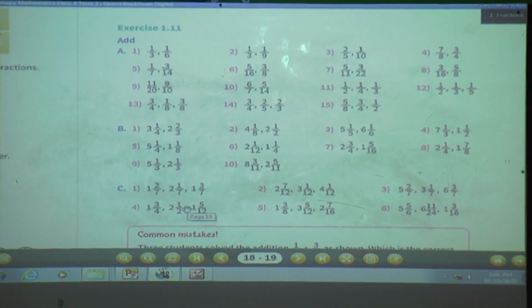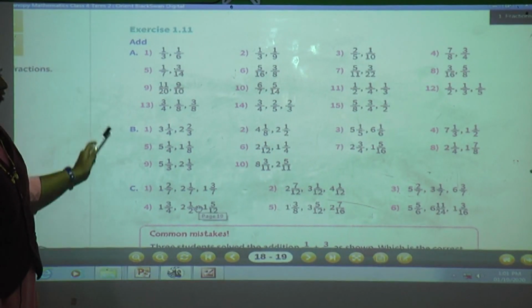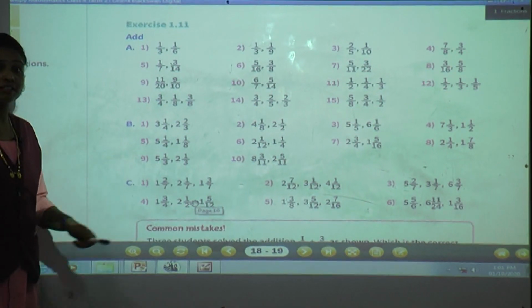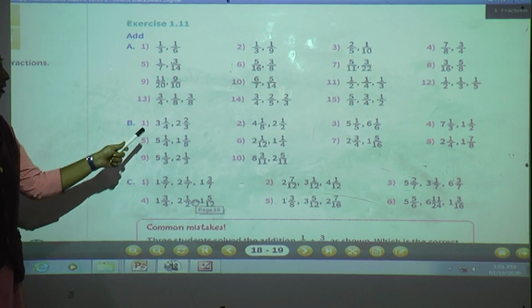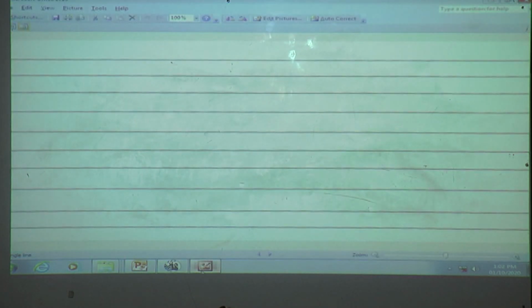See, what is the difference in B question? Common is what? Add. Now fractions we have to add. Here they have given mixed fractions. Now what we have to do? First we need to convert those mixed fractions into improper fractions. Then we have to add them. Okay? Shall we start? Yes.